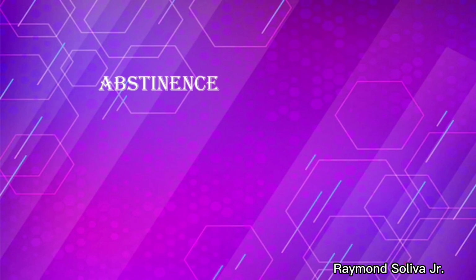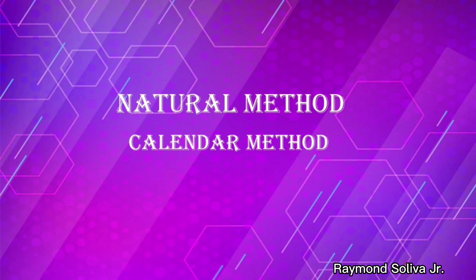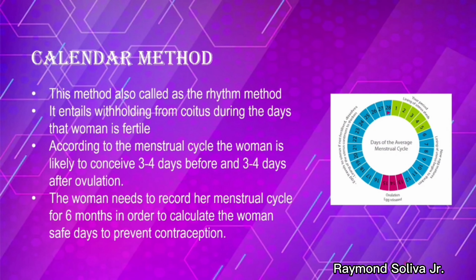The second natural method of contraception is the calendar method. This method, also called the rhythm method, entails withholding from coitus during the days that the woman is fertile. According to the menstrual cycle, the woman is likely to conceive 3 to 4 days before and 3 to 4 days after ovulation. The woman needs to record her menstrual cycle for 6 months in order to calculate the woman's safe days to prevent conception.